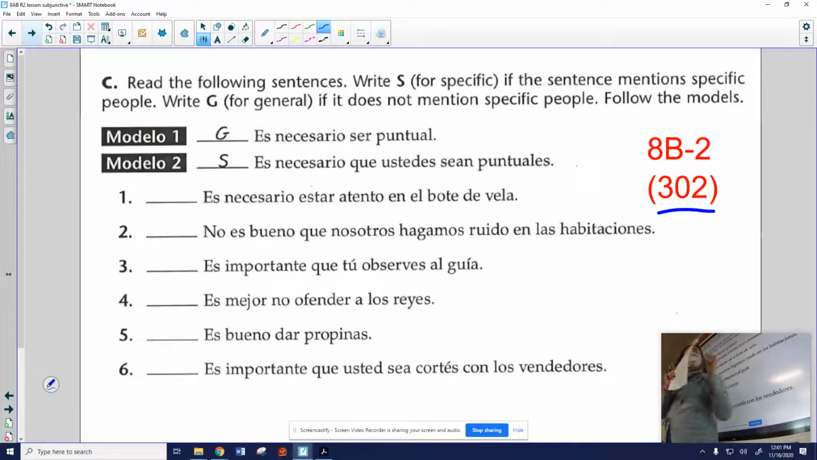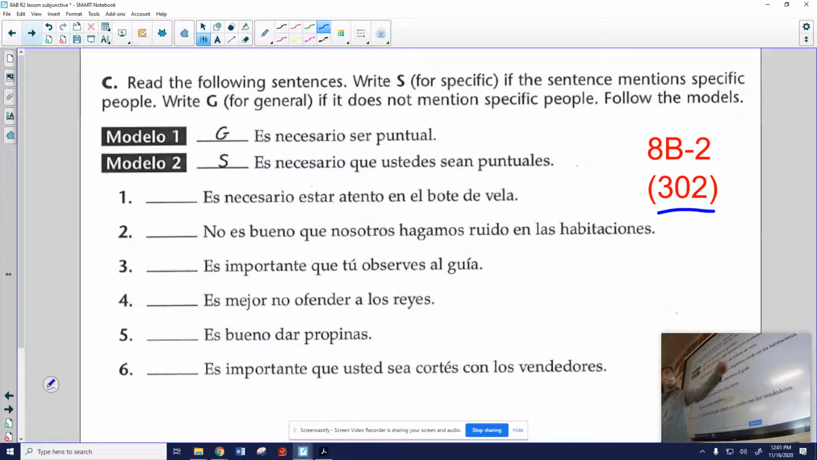In the top corner, it says 8B2. Letra C. Read the following sentences. Write S for specific if the sentence mentions specific people. Write G for general if it does not mention specific people. Follow the models. Modelo 1.